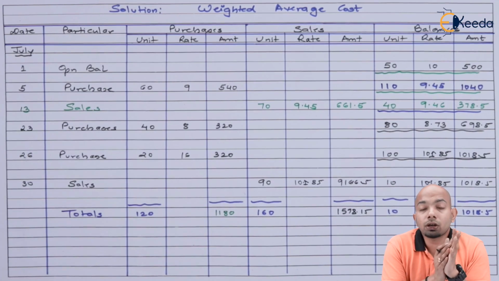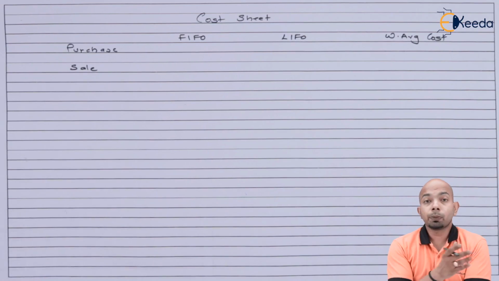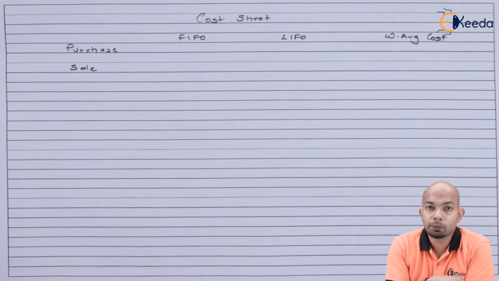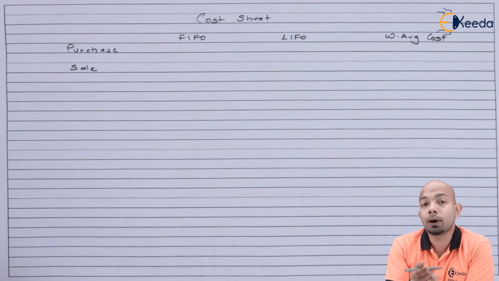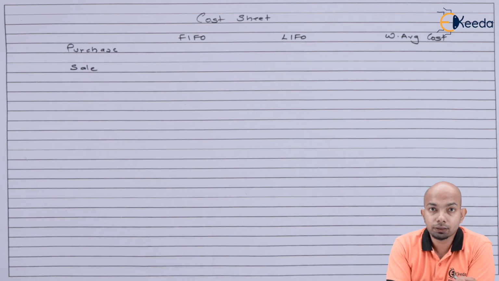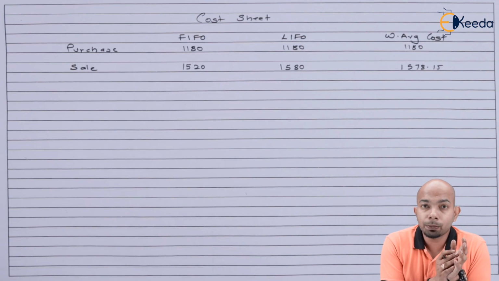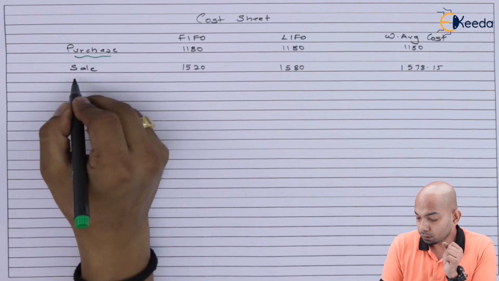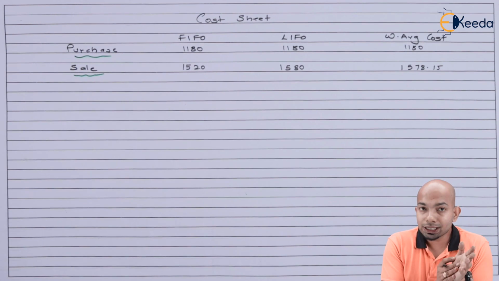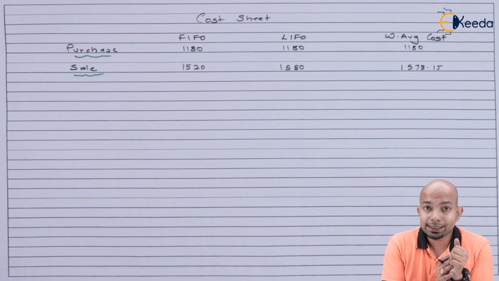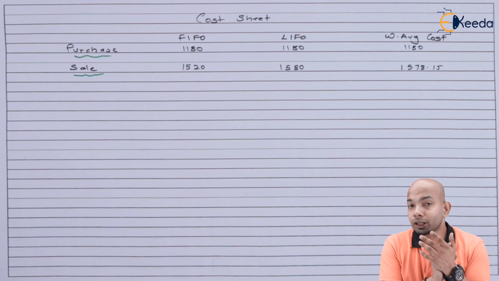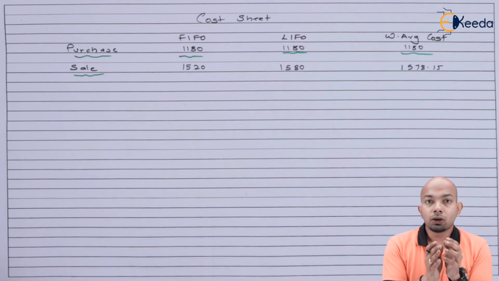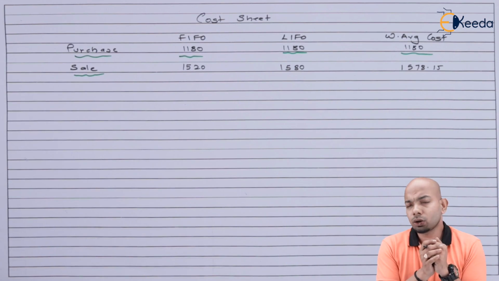Now let's prepare a cost chart of this. While we are preparing the cost chart here, the FIFO, LIFO and weighted average cost methods have been mentioned. Purchase and sales amounts only will be taken into consideration. So if you can see the cost sheet that has been prepared here, a purchase and sales comparison has been given. Under FIFO, the purchase total amount was 1180, which is constant across all the methods. Only the sales amount is changing across all the methods.